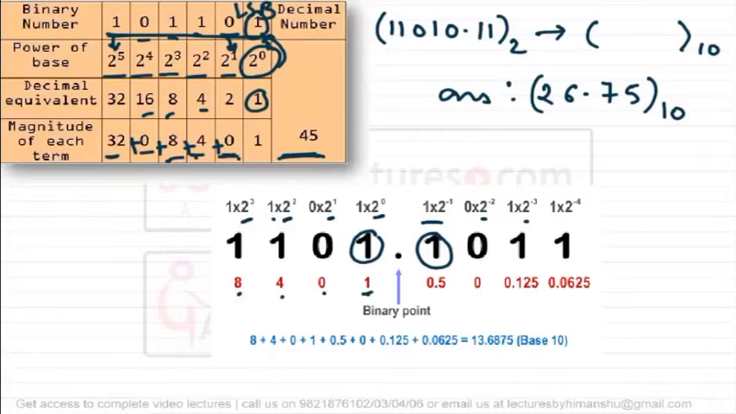Similarly, the weights of the fractional bits are 2 power minus 1, 2 power minus 2, 2 power minus 3, 2 power minus 4. And we multiply them respectively with 1, 0, 1, 1. What are you going to get? 1 into 0.5 is 0.5. 0. 2 power minus 3 is 1 by 8, which is 0.125. 2 power minus 4 is 1 by 16, which is 0.0625. These are the numbers that you get on multiplying the digits with the respective weights. Now you add all these: 8 plus 4 plus 0 plus 1 and so on. What are you getting? 13.6875. This is how you have converted this binary number into decimal.